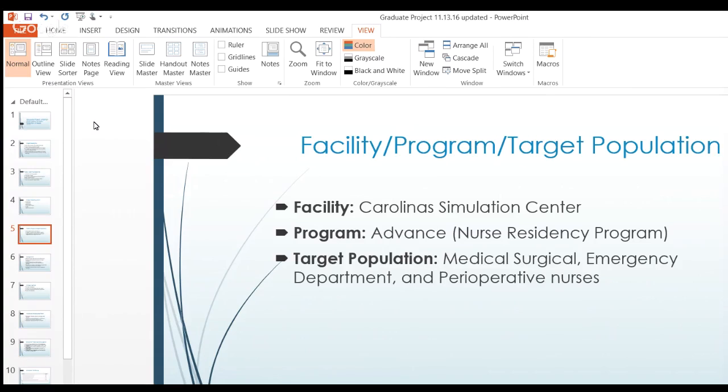They have a mobile simulation unit, and they have the ability to take mannequins out into the community and also facilitate additional learning opportunities. When we look at the advanced nurse residency program, it is a program offered by Carolina's Medical Center for new nurses who are transitioning to the areas of medical surgical, the emergency department, and perioperative. The advanced program as a whole is a 10-month program that offers 36 hours of professional core curriculum and 12 hours of built-in simulation. It has formal classes and a preceptor training component.